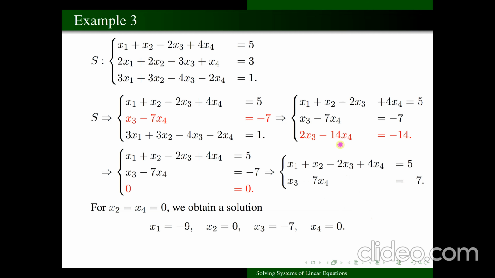In general, the solution set of this system S is given by the following set. So it's the set of all 4-tuples which are parameterized by s and t, or the second variable and the fourth variable.